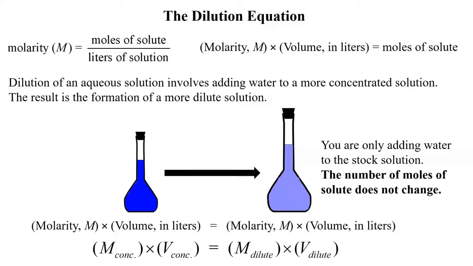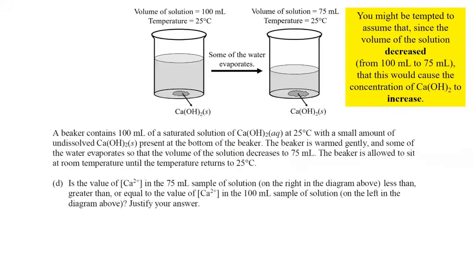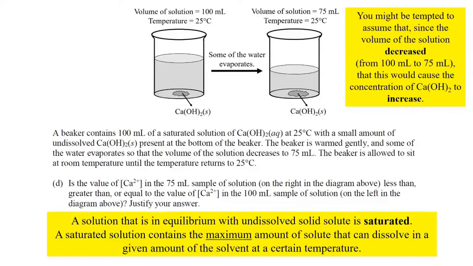So because of that inverse relationship between molarity and solution volume, you might be tempted in this part of this question to assume that since the volume of the solution decreased from 100 milliliters to 75 milliliters, that this would cause the concentration of the calcium hydroxide to increase. Well, if you say increase or greater than for the solution on the right, the 75 milliliter sample, then you're assuming that the solution is more concentrated on the right than on the left. But you're not understanding the concept of saturation.